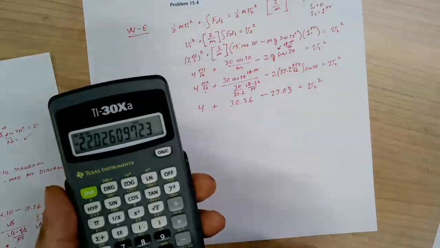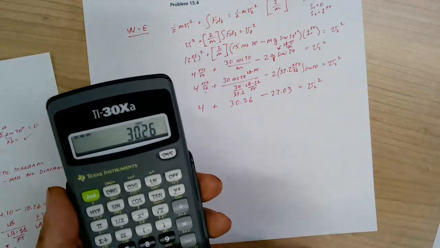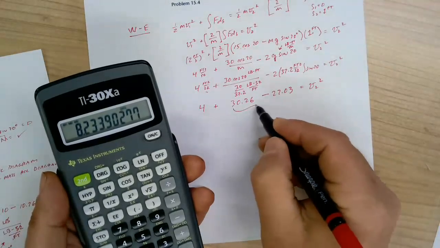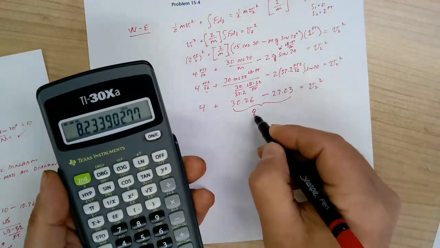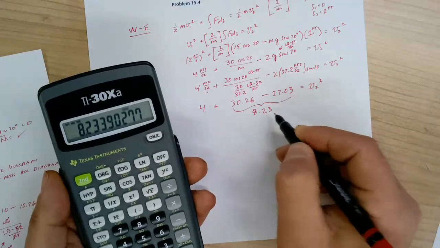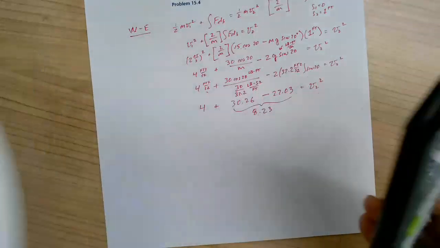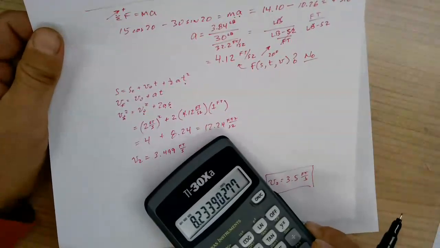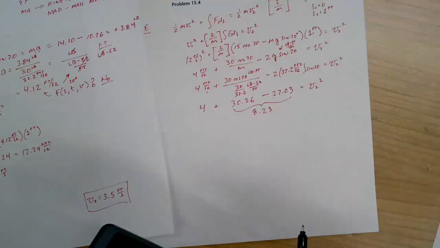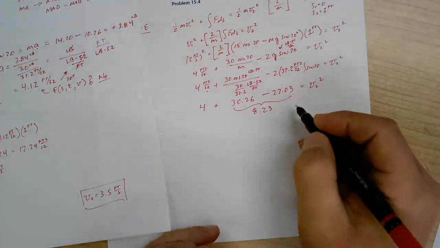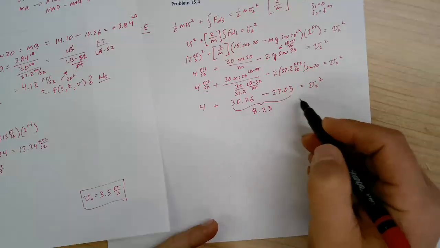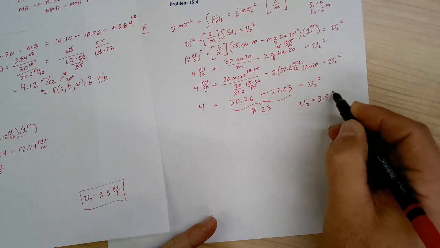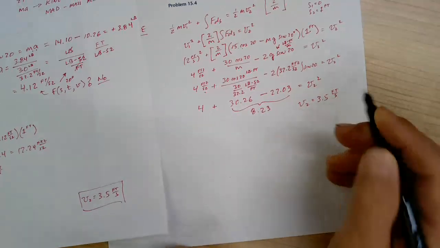And I'll add to that 30.26, and I get 8.23. And so that's the number we had before. 4 plus 8.24 equals 12.24. 12.23, take the square root of it, we get V2 is equal to 3.5 feet per second.